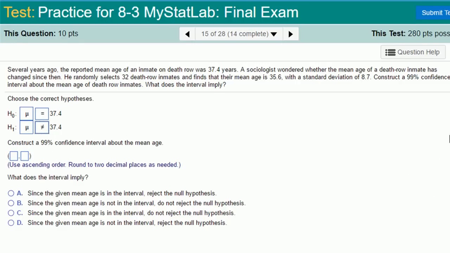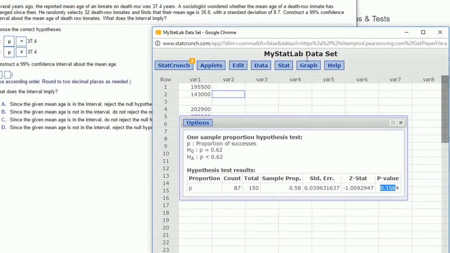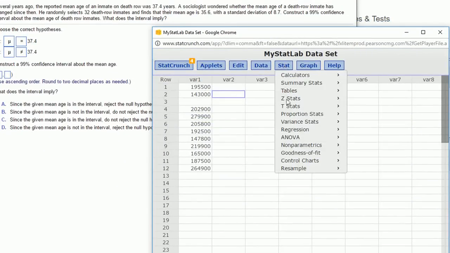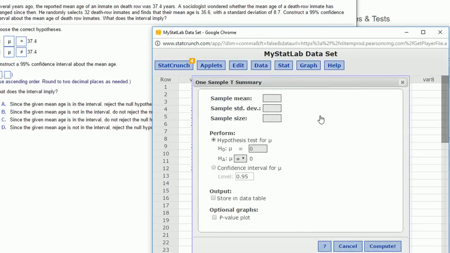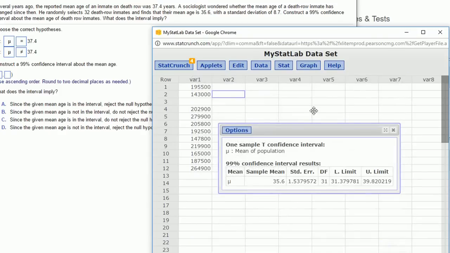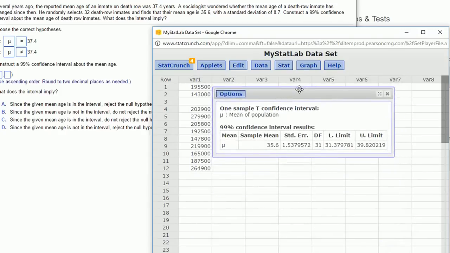For the confidence interval, we go back to StatCrunch, and we're going to go under Stat. We're going to do a T stat with one sample with summary, because we have the sample mean of 35.6. We have a sample standard deviation of 88.7, sample size of 32, and we're going to create a confidence interval at the level of 99%, so 0.99. Let's compute that. So what can we say?